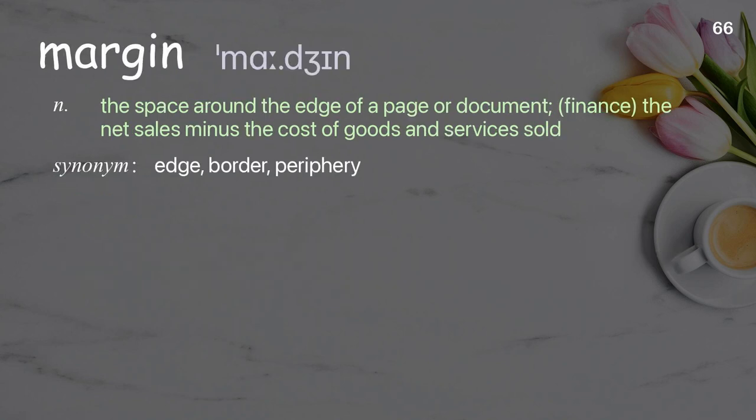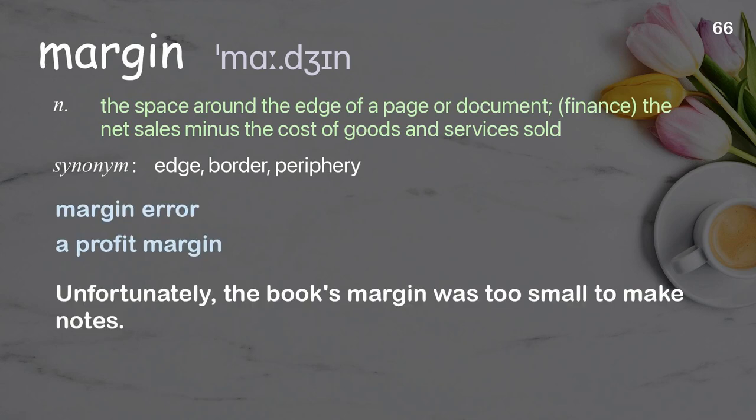Margin: the space around the edge of a page or document. Finance: the net sales minus the cost of goods and services sold. Examples: margin error, a profit margin. Unfortunately, the book's margin was too small to make notes.